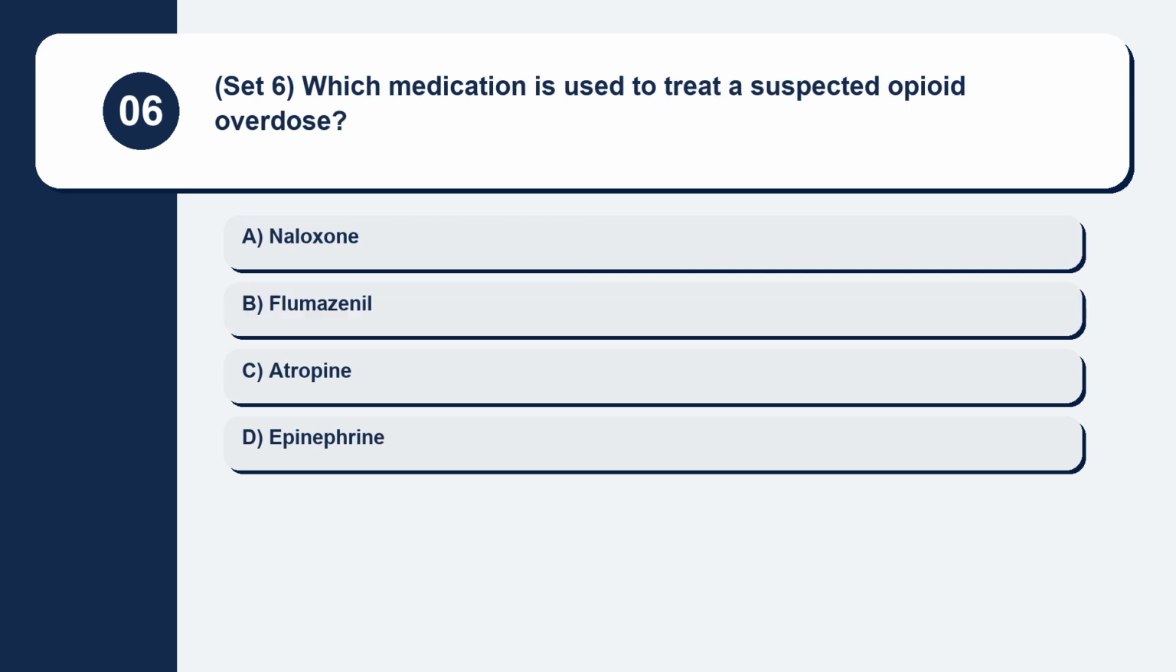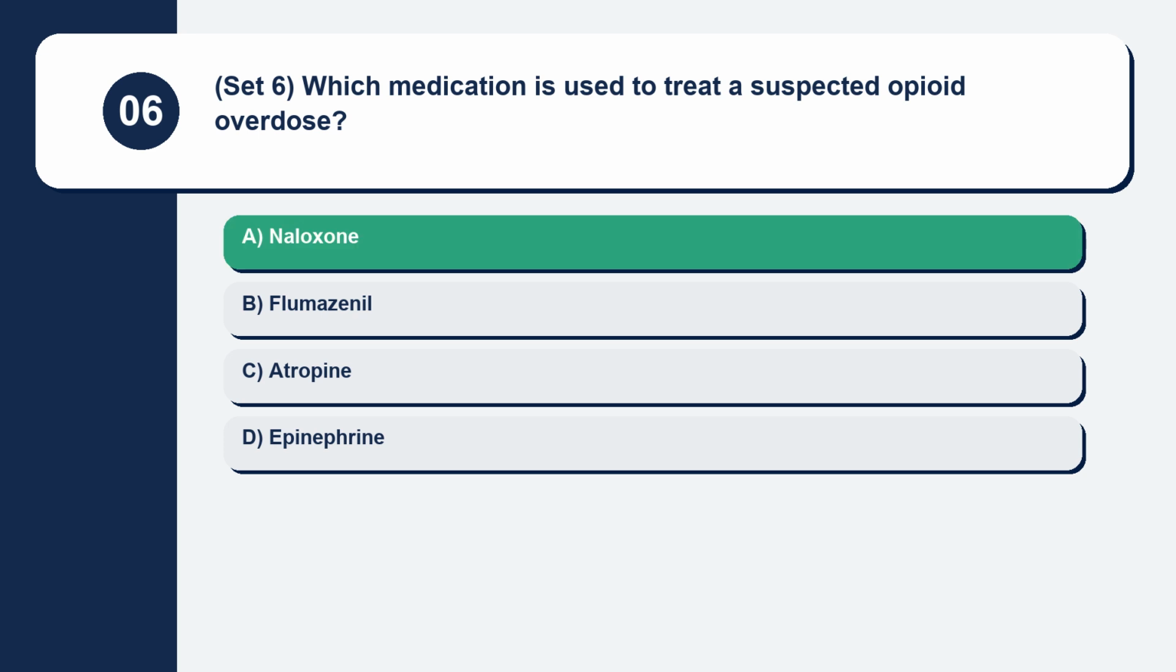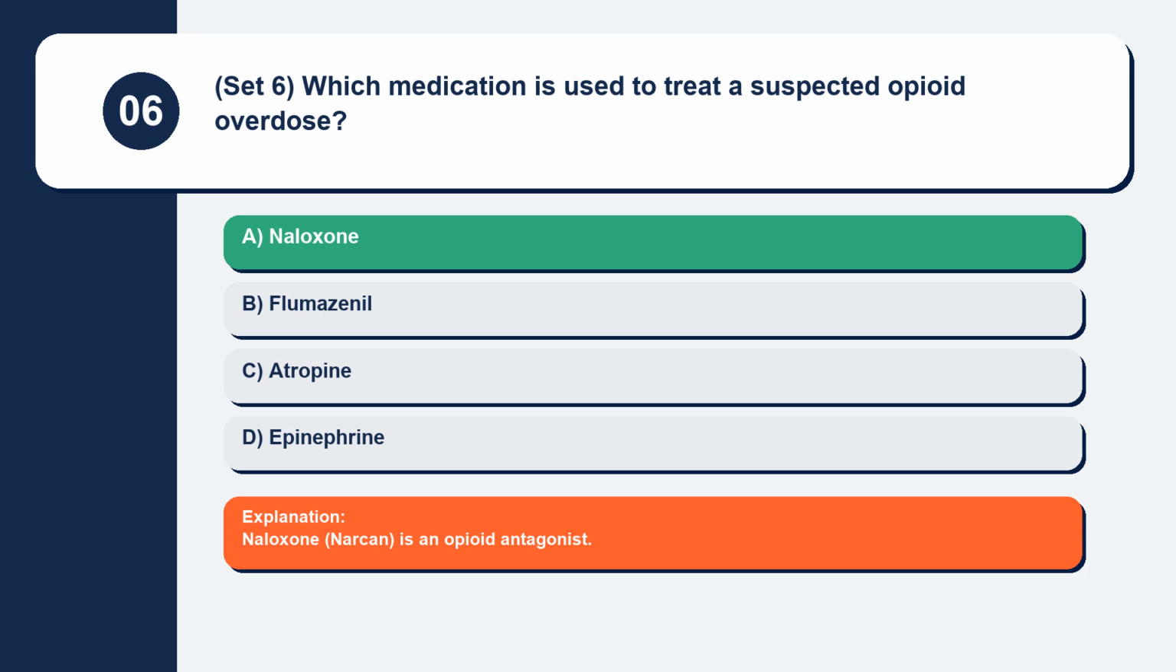Question 6, Set 6. Which medication is used to treat a suspected opioid overdose? Naloxone, flumazenil, atropine, epinephrine. Naloxone, Narcan, is an opioid antagonist.